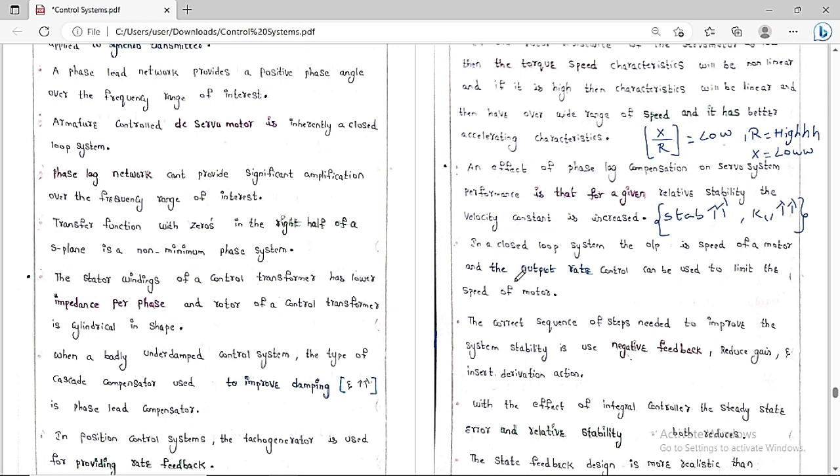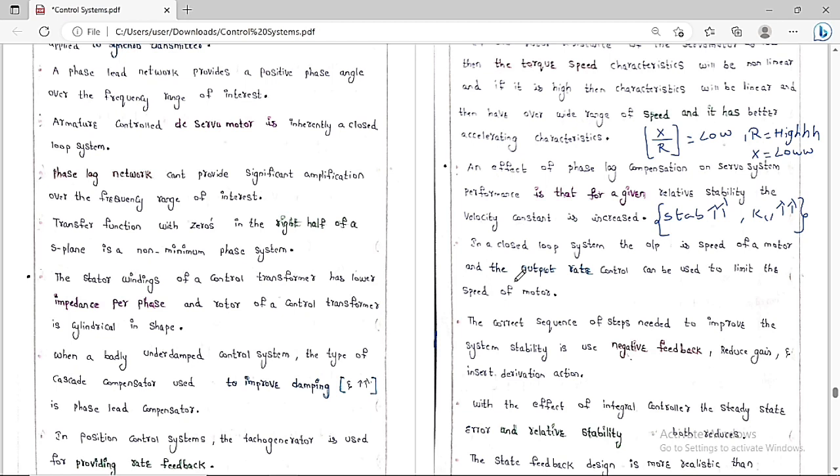So basically, in simple words, suppose I take some closed loop system. For this closed loop system, the output is the speed of the motor. If I use the rate feedback control, then by this we are going to control the speed of this motor.